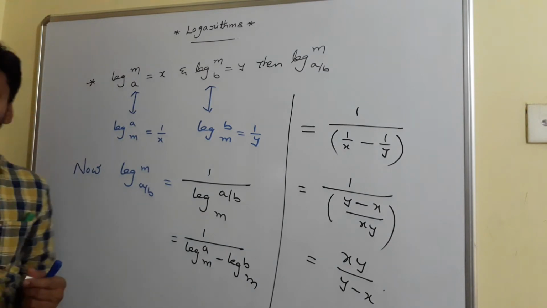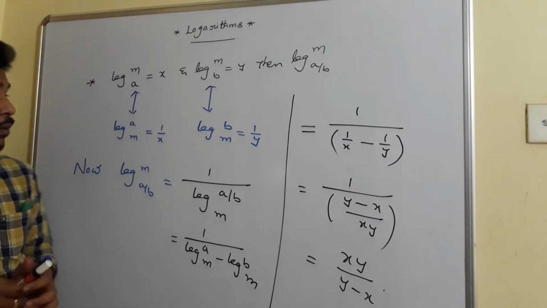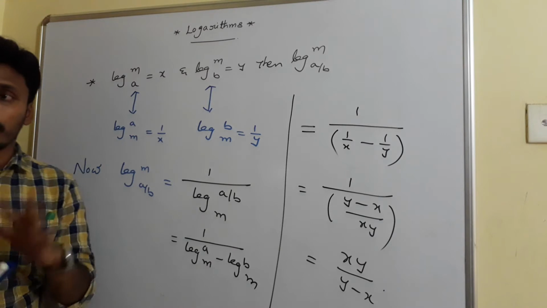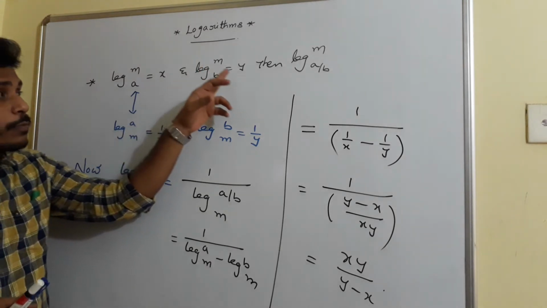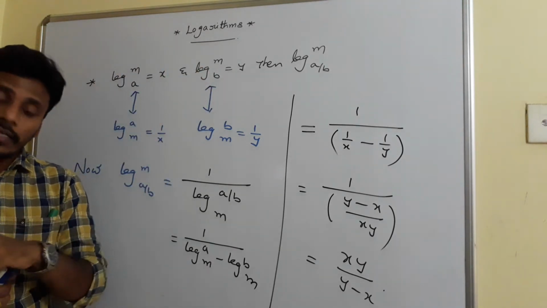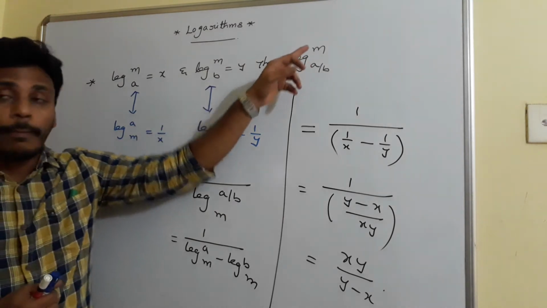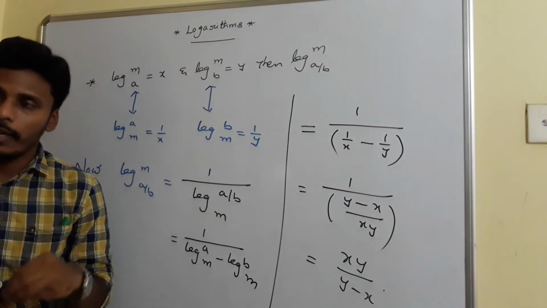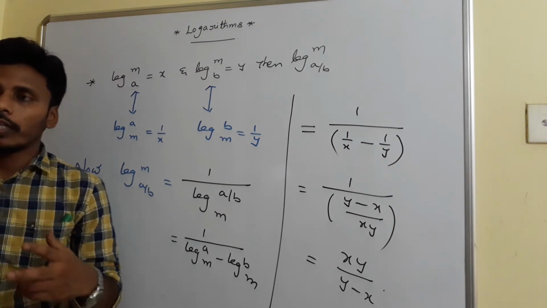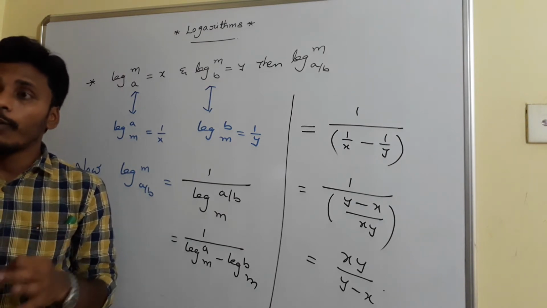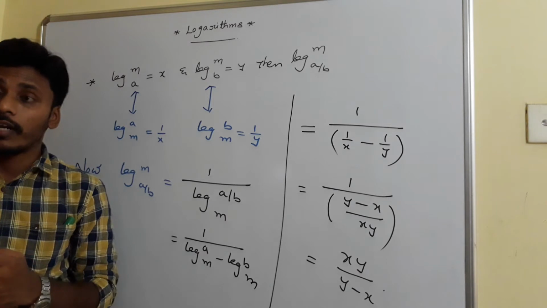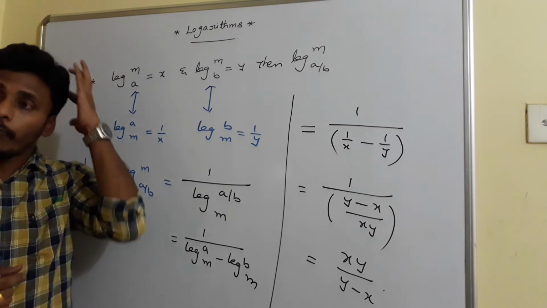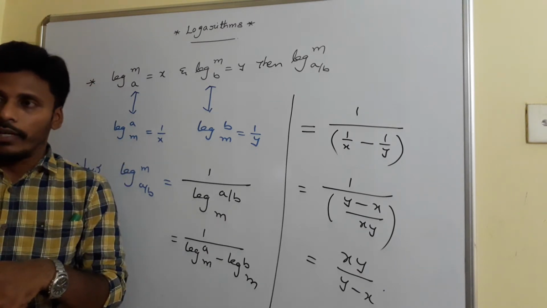Just think about the problem. Very logical thing. Logarithm of m base a is given as x. Logarithm of m base b is given as y. And they ask us to find the logarithm of m base a by b. So to find that, we need different laws of logarithms. We have almost 10 laws regarding logarithms. So I am going to utilize all those laws if needed.